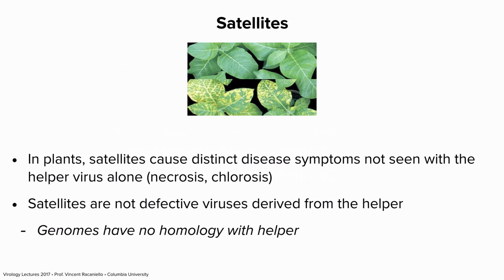And that's shown here. This is chlorosis, where you have a mottled coloring, which is due to the lack of chlorophyll in parts of the leaf. And necrosis, of course, is destruction of the plant cells. And these are distinct viruses. They are not derived from the helper virus. It's a totally different genome sequence. They have no homology with the helper whatsoever. So somehow, over time, these have evolved to be dependent on the helper virus for their replication.